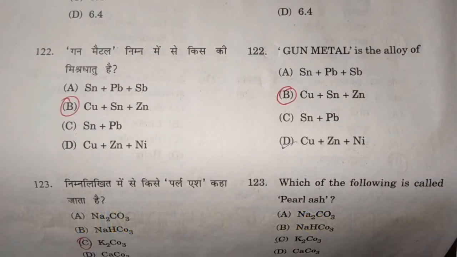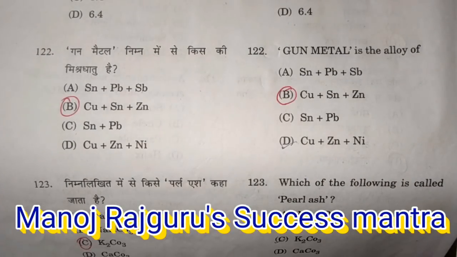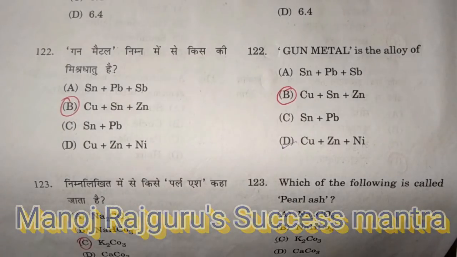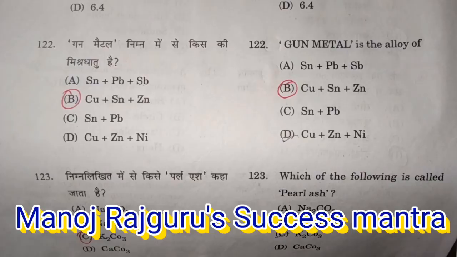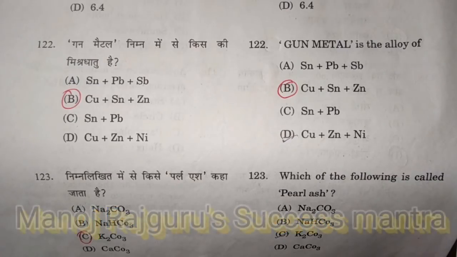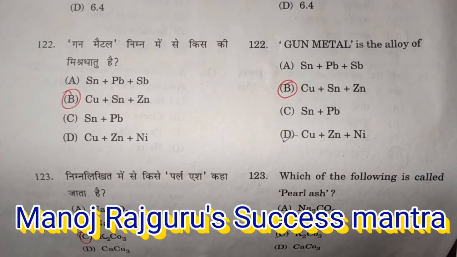Question was: gun metal is an alloy of option A tin, lead and antimony, option B copper, tin and zinc, option C tin and lead, and option D copper, zinc and nickel. And the correct answer is option B copper, tin and zinc. In gun metal there is 86% of copper, 9% of tin and 2% of zinc present.